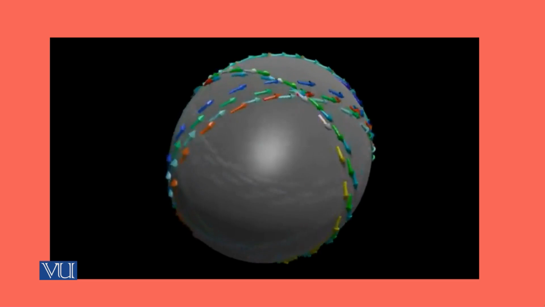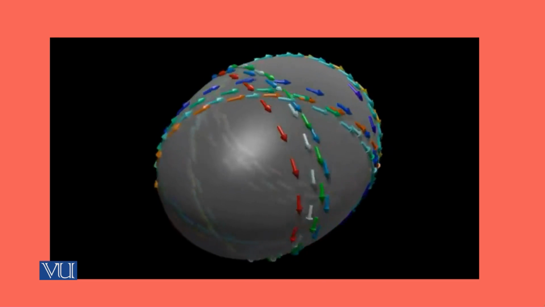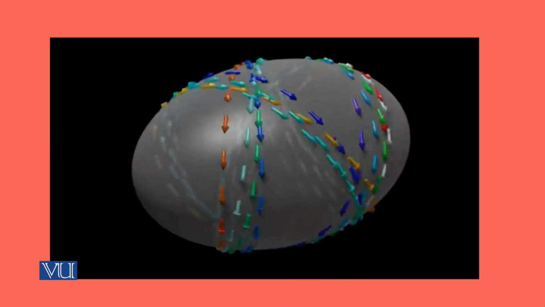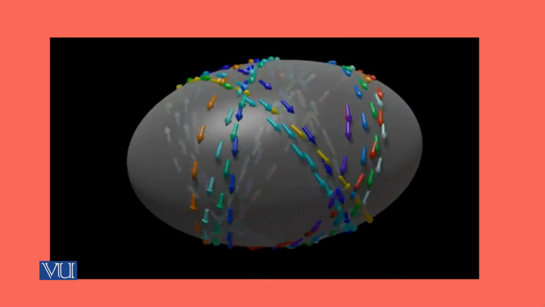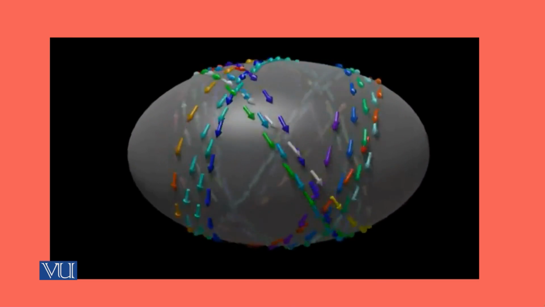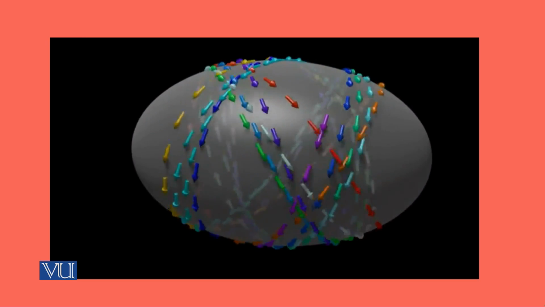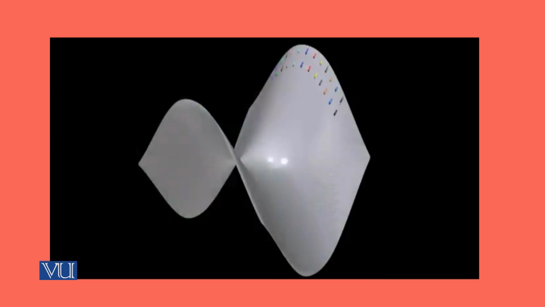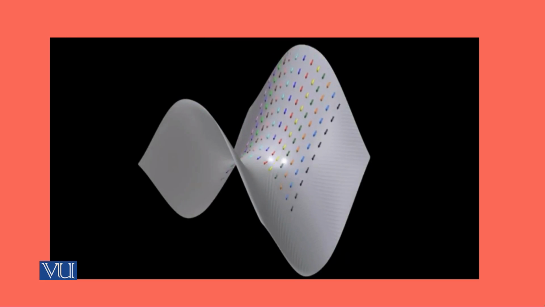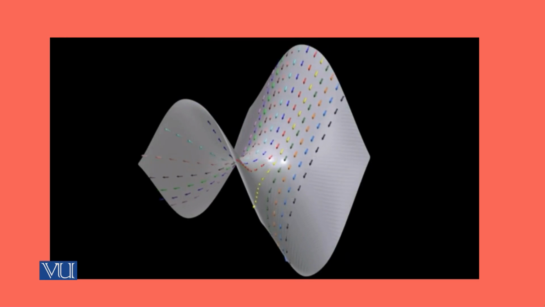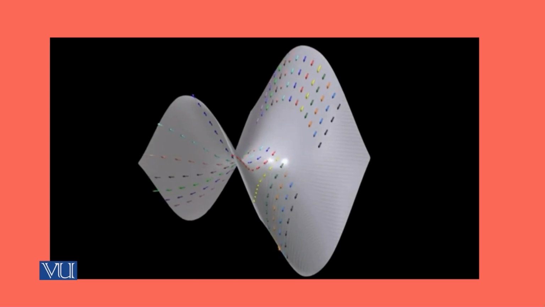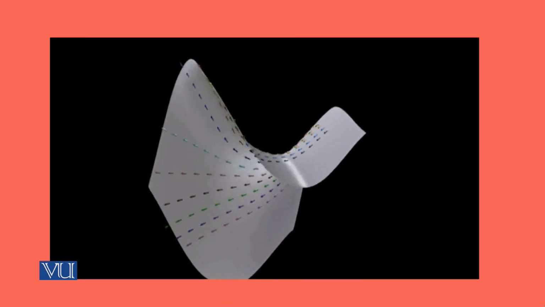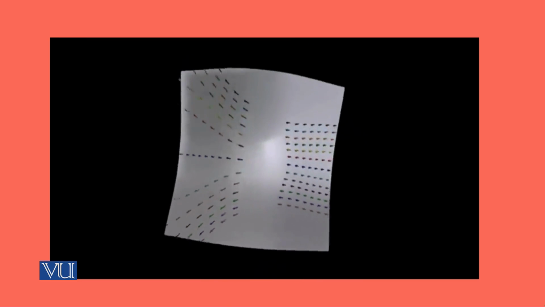Neighboring lines that start out parallel on this surface end up converging. Neighboring lines that start out parallel on this other surface end up diverging. Here, every color once again represents a different geodesic.